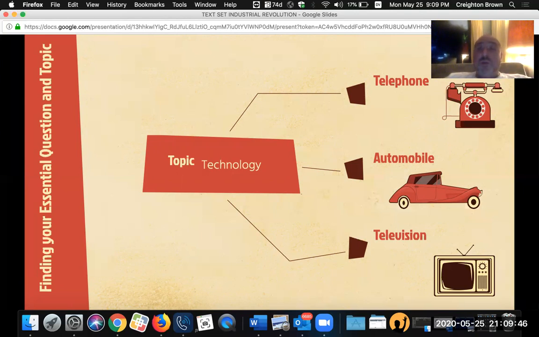Technology. You don't want to just write about all technology that came out of the Industrial Revolution. It would take you a lifetime. But to find information, you might narrow it down: telephone or automobile or television or something a little bit more specific. So remember, it's really important to narrow your topic down.